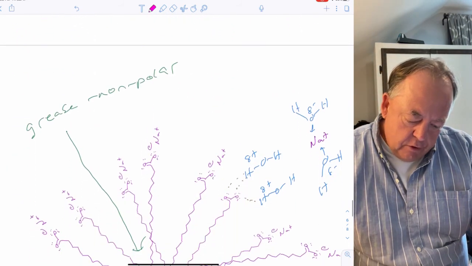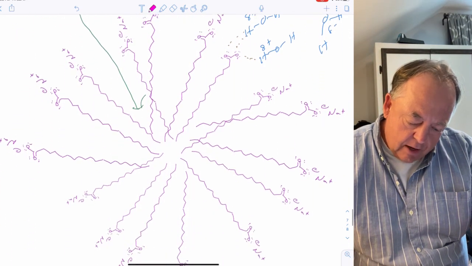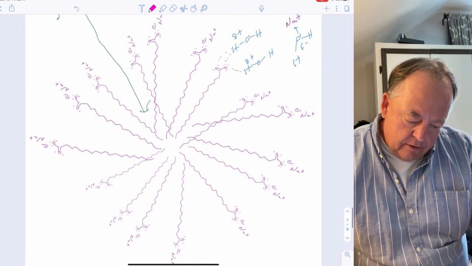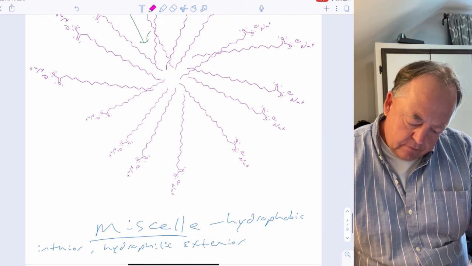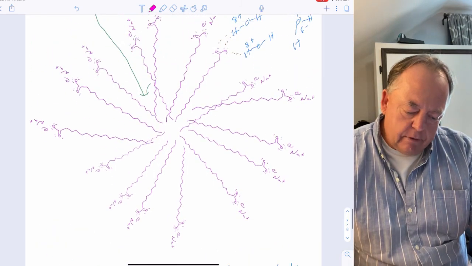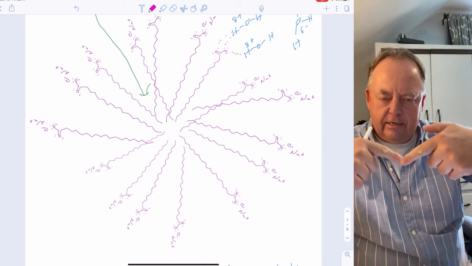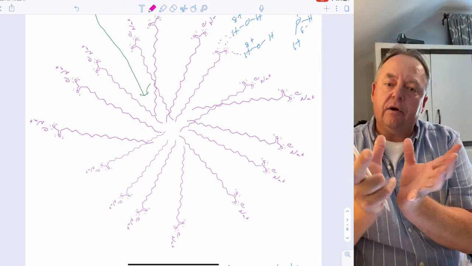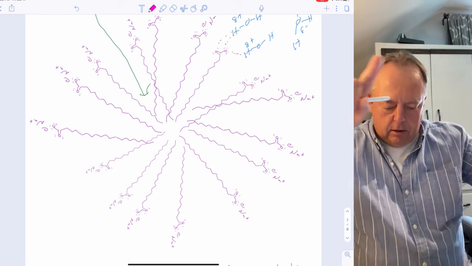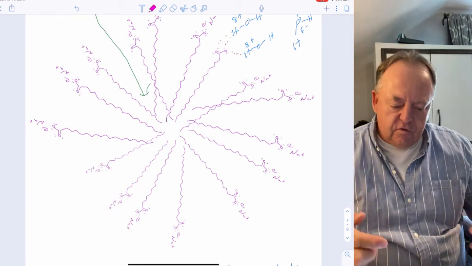But what it will do is it'll form compounds like this, or what's called a micelle, which has a hydrophobic interior, because all of the hydrocarbon chains, which don't like water, will go to the interior. So it'll form a sphere, basically, with all of the hydrocarbon chains on the inside of the sphere and all of the carboxylates on the outside of the sphere.